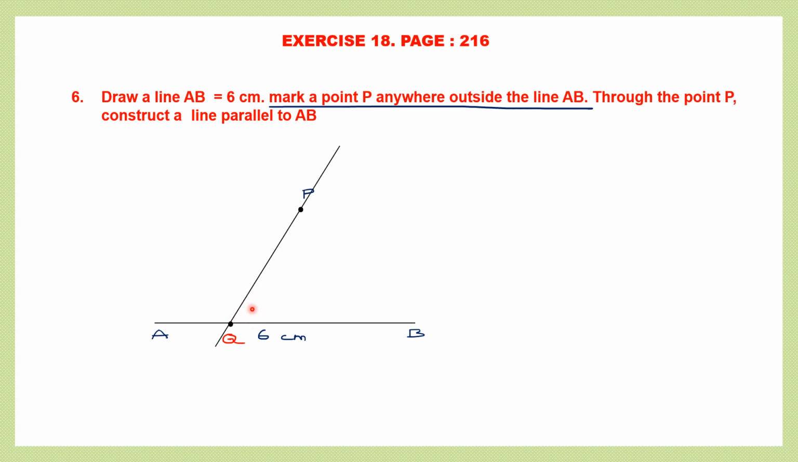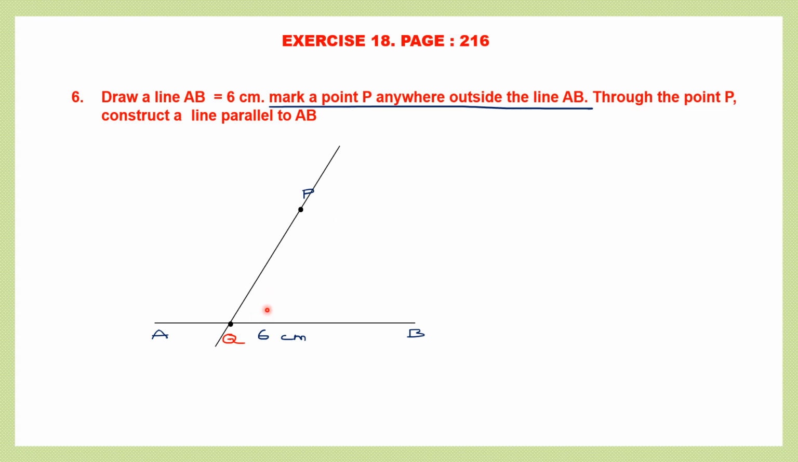Now we are going to copy that same angle here. Now why are we going to do that? We are going to try to form corresponding angles. Why? Because when two parallel lines are cut by a transversal, the corresponding angles are equal. If the corresponding angles are equal, that means the two lines are parallel. So that is one way of doing.